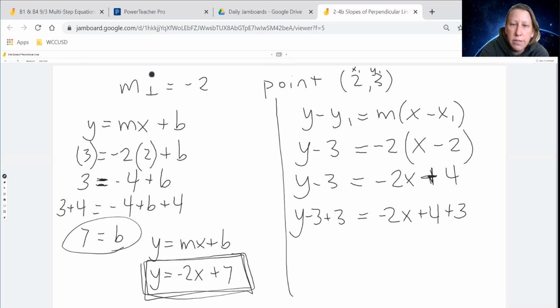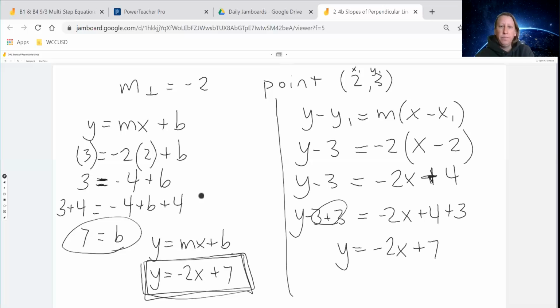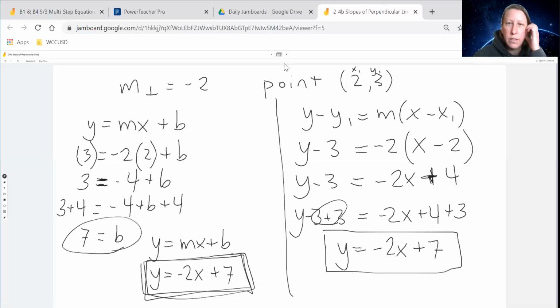Gets us to the same exact place. We have y equals -2x plus 7. Different ways to do the same problem. You could look at the graph carefully. You could find out what the y-intercept is, and then use that and the slope to plug it in, or you can use point slope formula and then change it to slope intercept.